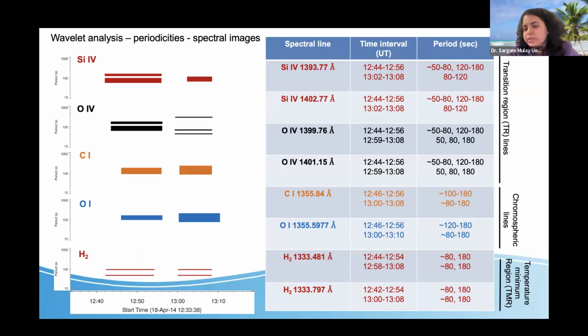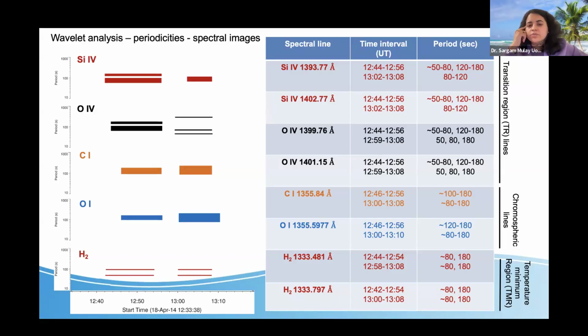In the deeper layer of the atmosphere, we have seen during the impulsive phase and the decay phase, the periodicities were between 80 and 180 seconds. In the chromospheric part, during the impulsive phase, we have seen the periodicities were between 100 and 180 seconds, and during the decay phase, it was between 80 and 180 seconds. In case of silicon 4, we have seen two different periods in the impulsive phase, between 50 and 80, and also 120 and 180 seconds. And during the decay phase of the flare, in silicon 4, the periods were between 80 and 120 seconds.